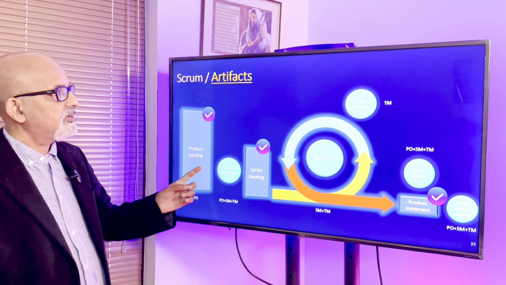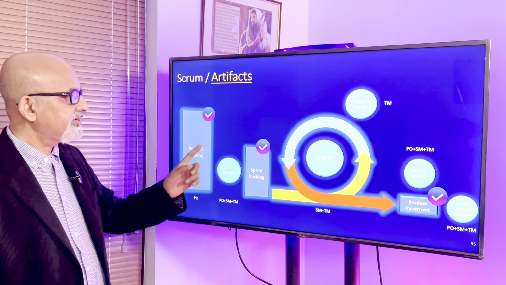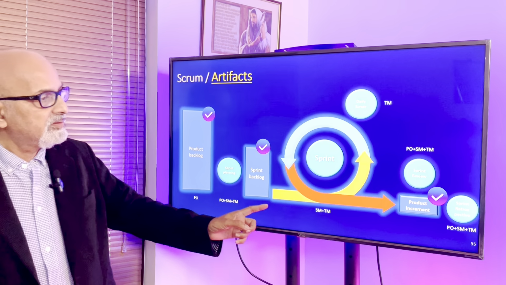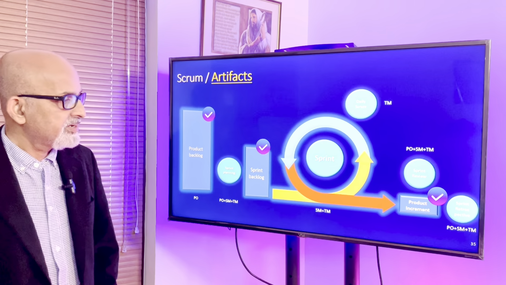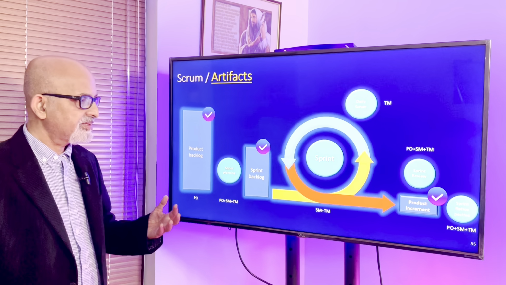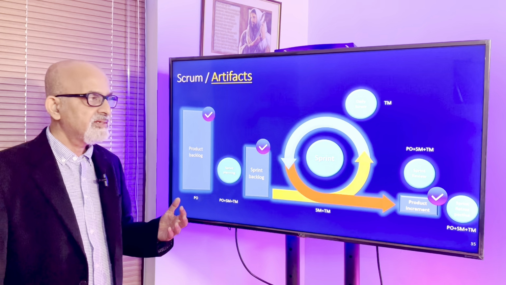Now let us discuss the artifacts. The key artifacts are the product backlog, the sprint backlog, and the product increment. So these are the key artifacts of Scrum. So let us try to understand these things in detail.